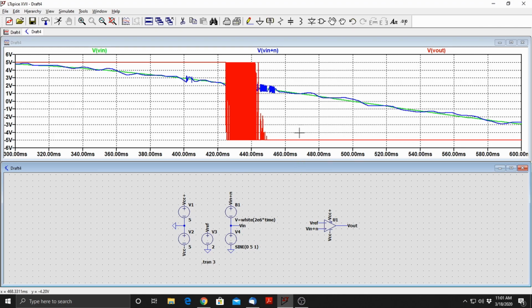Effectively, what's happening is when I have noise around my reference level, my output is swinging wildly from VCC plus down to VCC minus until I get well under the reference voltage level. So comparators are very susceptible to a noisy input signal, and this can be problematic for several applications.